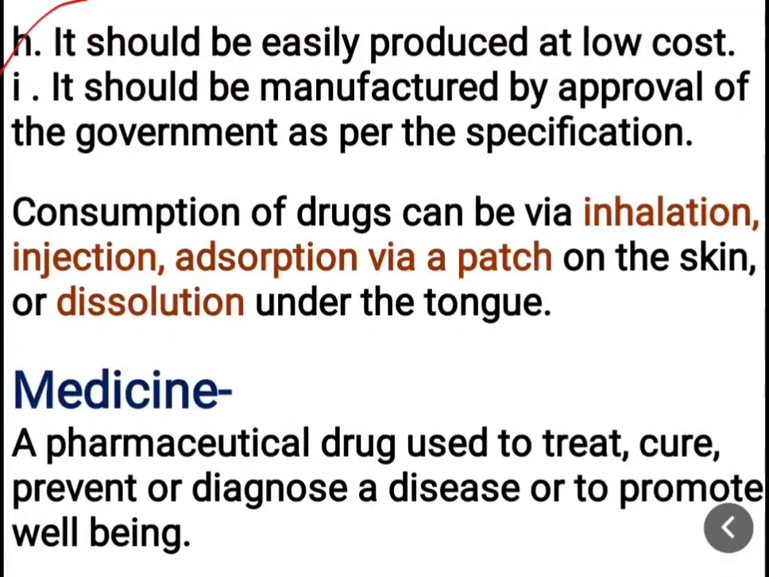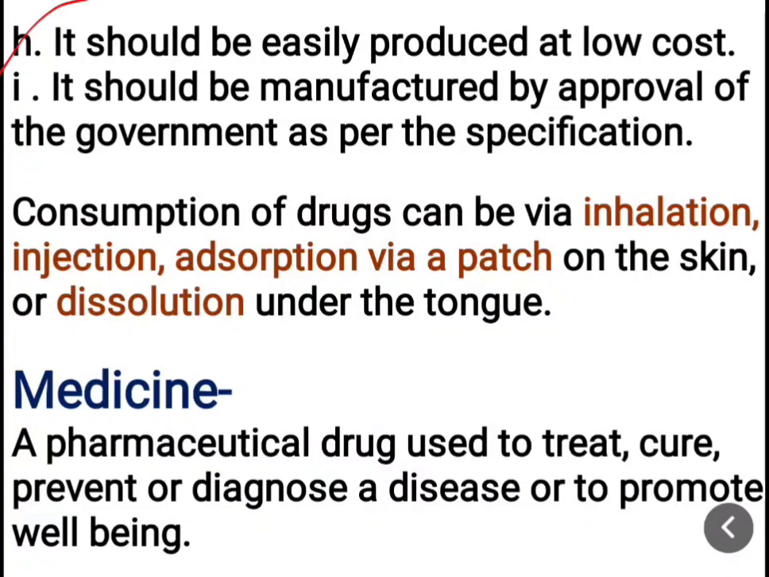Consumption of a drug can be via inhalation, injection, absorption via a patch on the skin, or dissolution under the tongue. So there are many terms of consumption. Inhalation is taking it in through the nose; in many cases we inhale. That is called inhalation. Injection, for example, injection of various types, antivenom, in a vein, in muscles. Okay, so many terms are there.